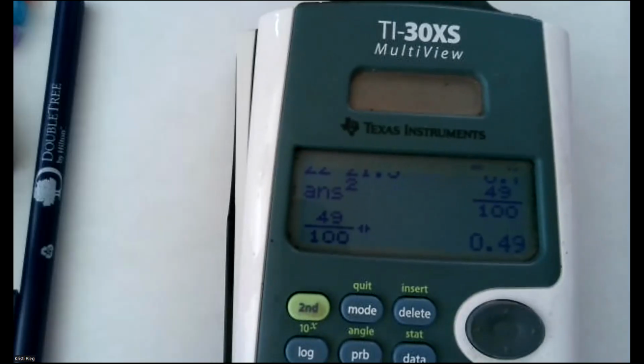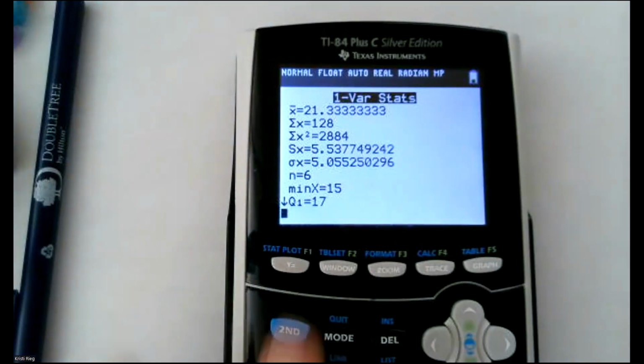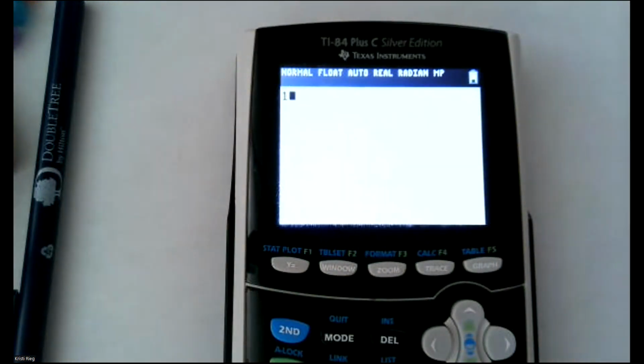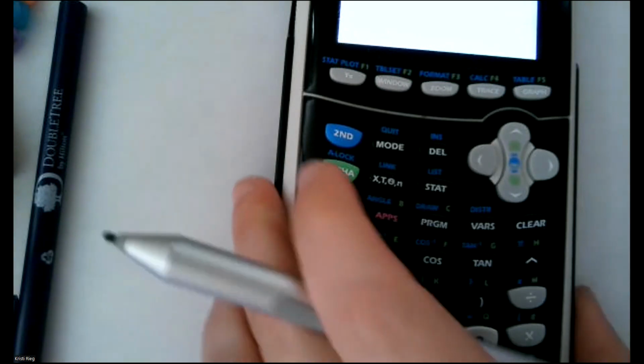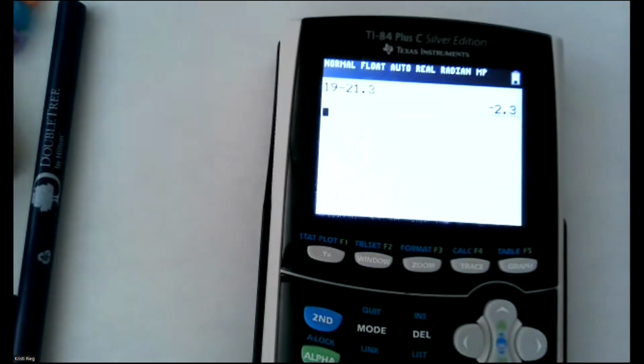Okay, so I'll do it on this calculator. So we have 19 minus 21.3, and I get negative 2.3. That's fine. There's no problem with that. And then I want to square it on this calculator. The square button is kind of kitty corner from the 7. It's right up here by the comma. So I'm going to hit squared. And notice it says answer squared.